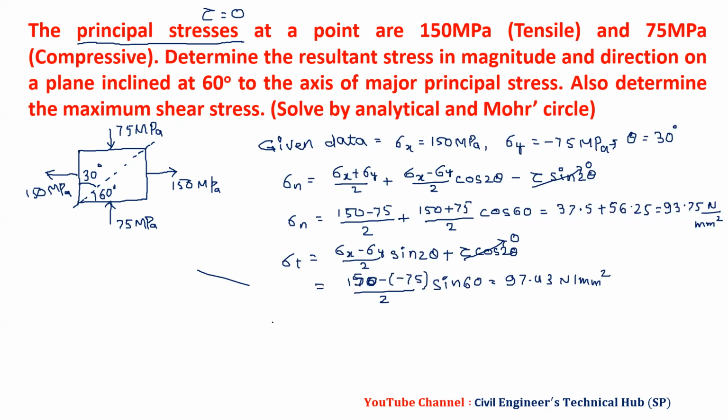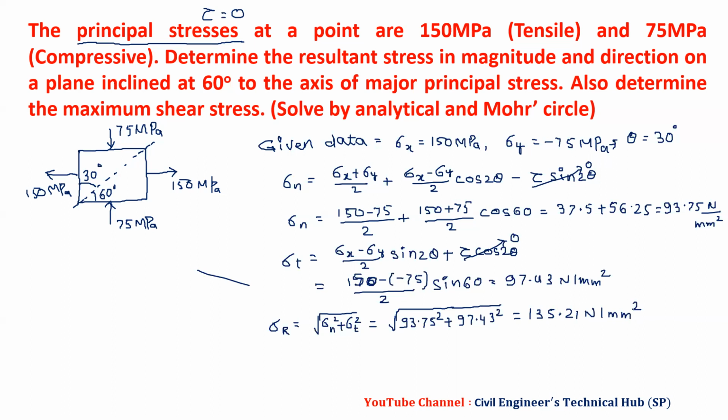And then from this find sigma r, which is equal to root of sigma n square plus sigma t square. That is equal to root of 93.75 square plus 97.43 square. I got this value of sigma r: 135.21 Newton per mm square.